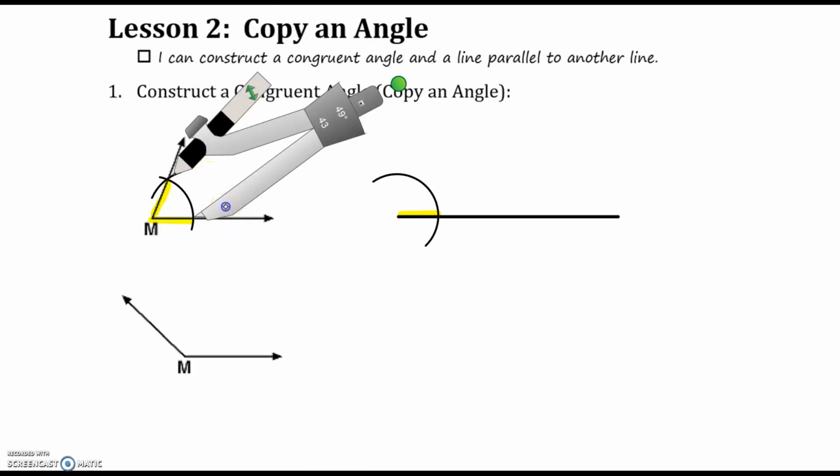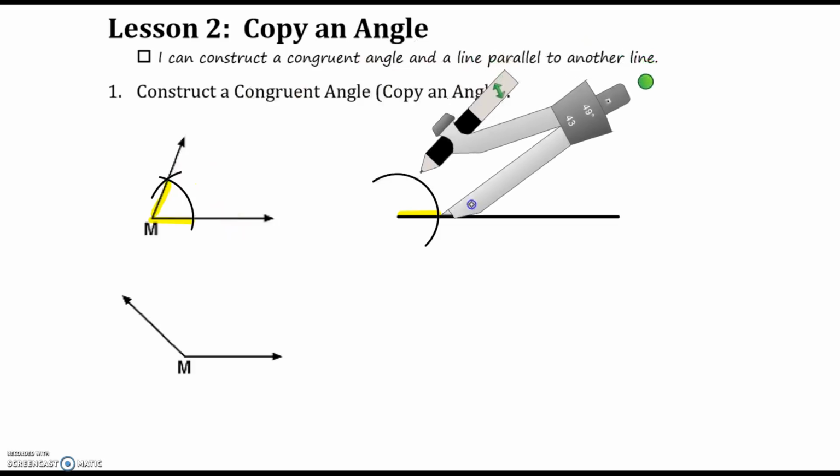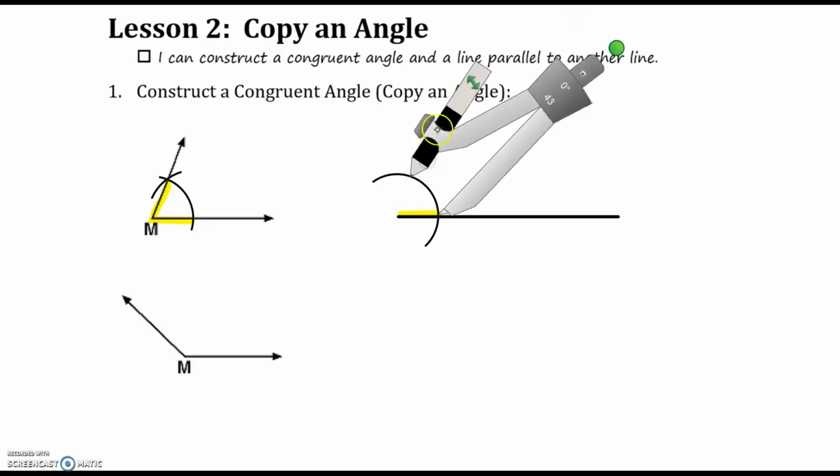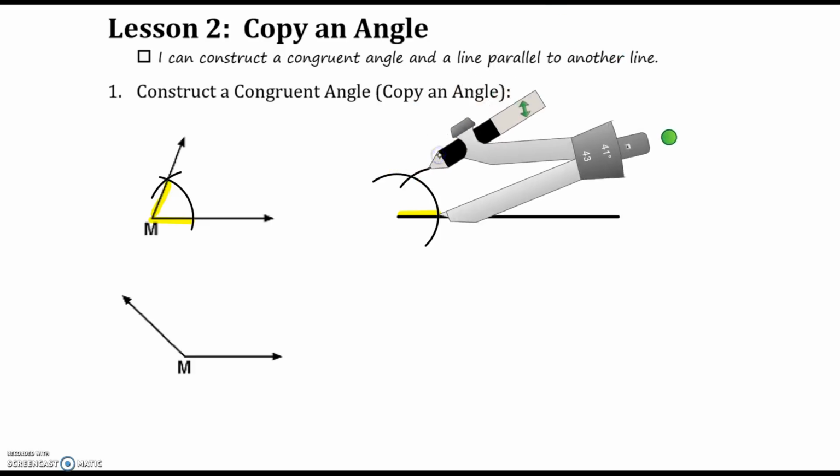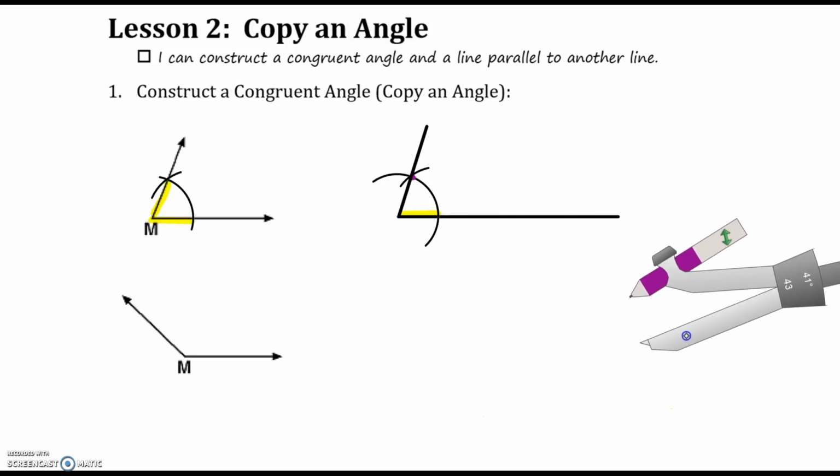And then you're going to slide over to your new segment and repeat that exact same measurement on this arc. And what that creates is an intersection that we can use right here to draw from the endpoint through and make our angle. And now this angle is the same length, or same degrees, as the original angle M.